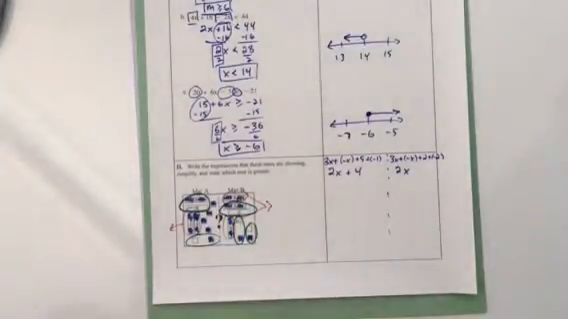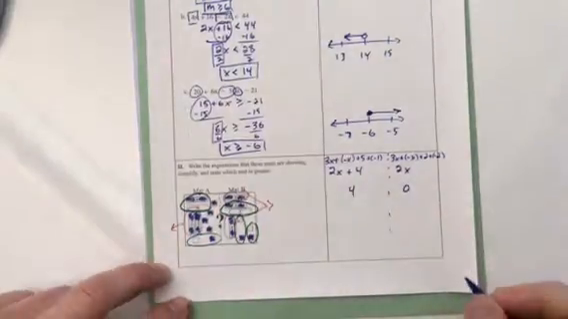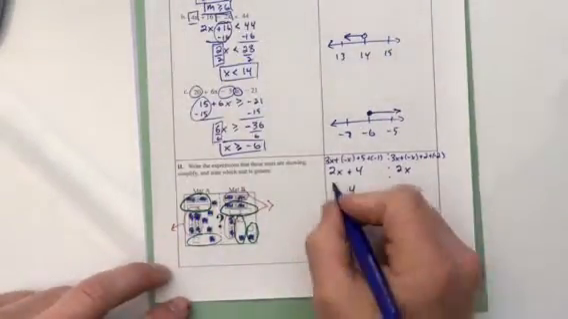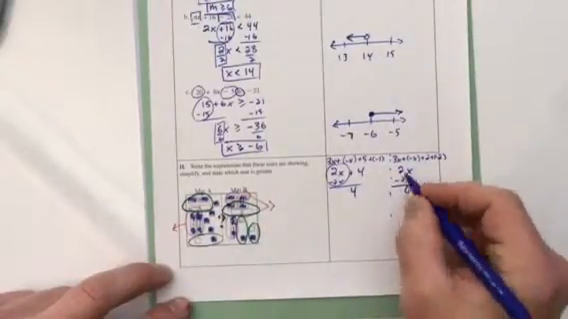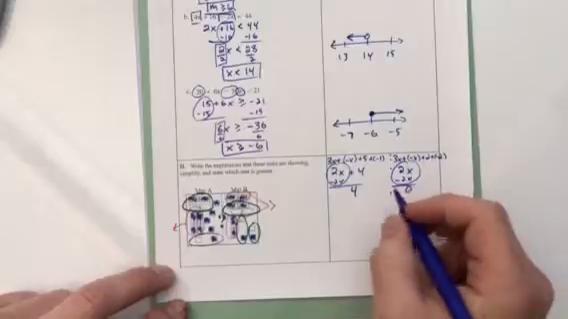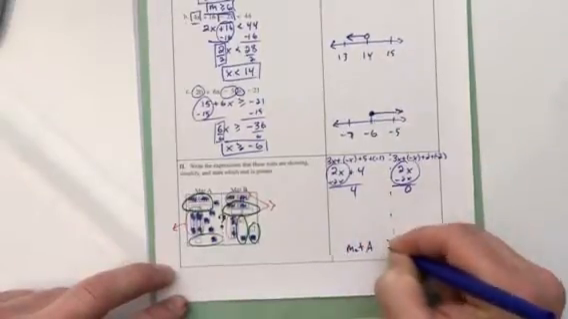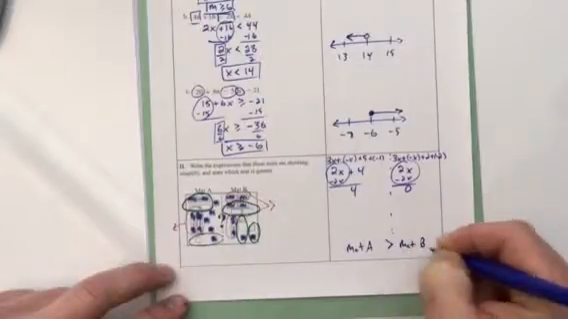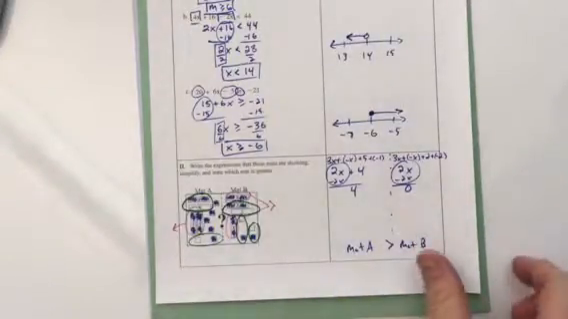And I'm left with 4 and 0. We can show that here, 2x minus 2x. And hopefully we all know that 4 is greater than 0. So mat A is greater than mat B. Moving to the back.